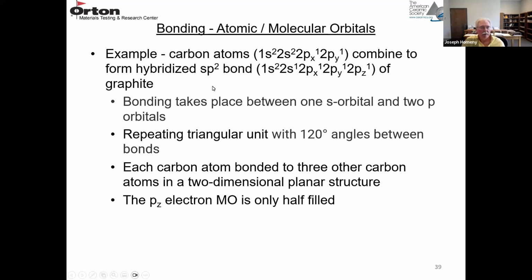So carbon is an important element for refractories, and we'll look at an example for graphite.